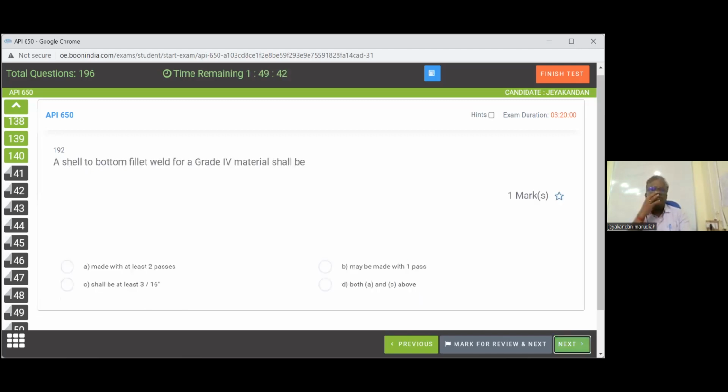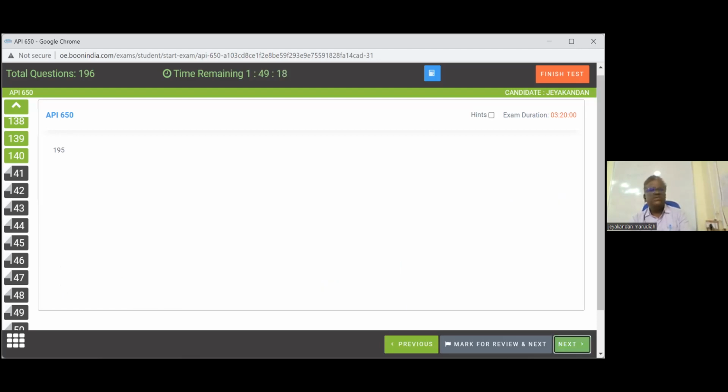Next, a shell to bottom fillet weld for grade 4 metal shall be made with at least 2 passes. It is given here: made at least 2 passes. A supported cone roof formed approximately to the surface, correct, has columns and rafters. The answer is A and C. The weight of the tank component including any corrosion allowance is called the dead load. These are the closed book questions.